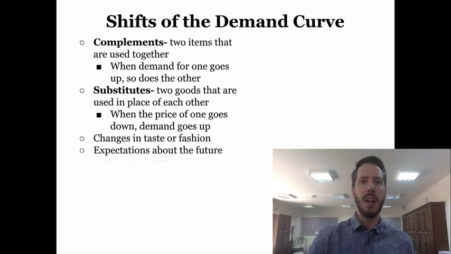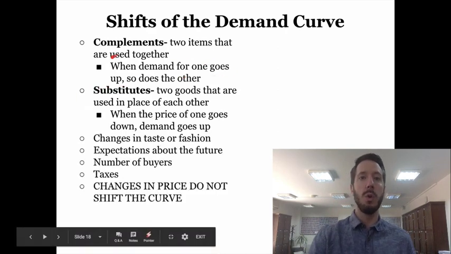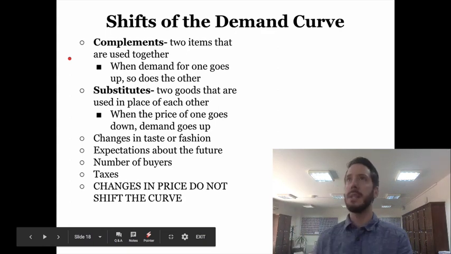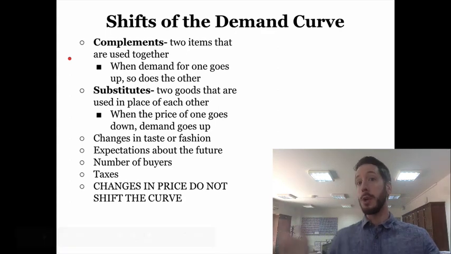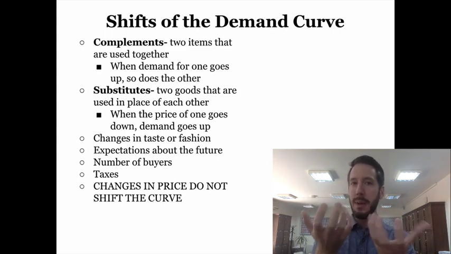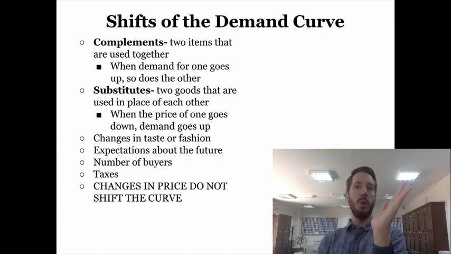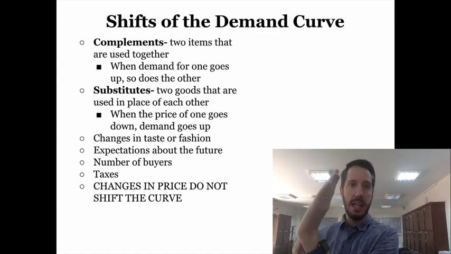A couple of other things that will shift the demand curve are complements. So let's say that there's a new study that comes out that says peanut butter will increase your lifespan by 10 years. Well, because peanut butter and jelly are complements, they're often put together when you go to grocery stores, the demand for one will shift the demand curve for the other.